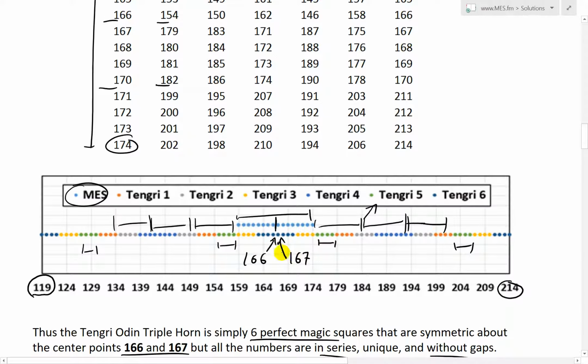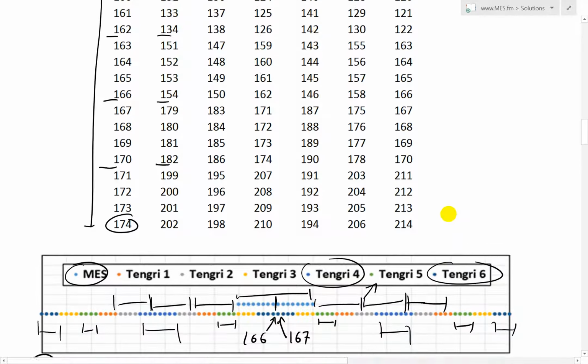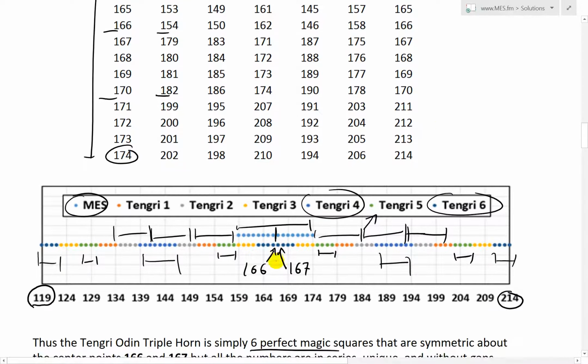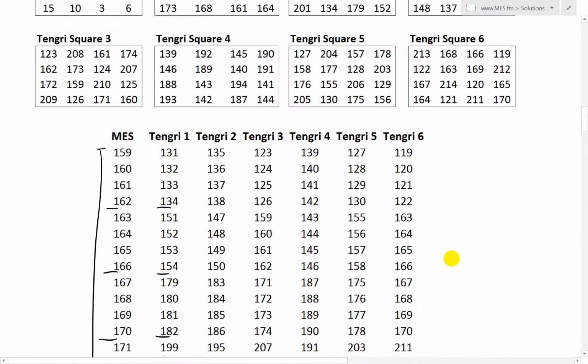Tengri's was a bit different. They separate them in 4s, some of them in 8s right here. That's 8 for this Tengri 4. Most of them are in 4s. But then this one here, you have it in 8s in the center, then you have 4 at the edges for Tengri 6. So again, they're still symmetric about the center, 166, 167 points.